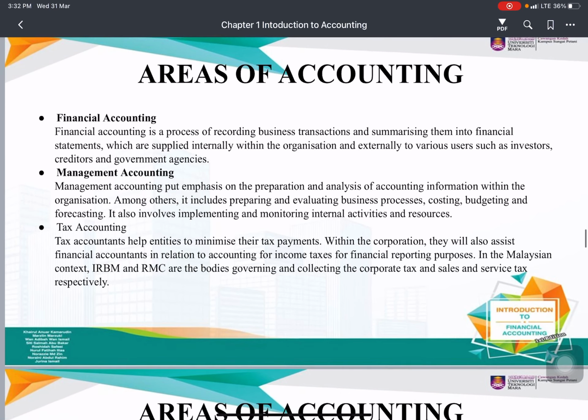All right, tax accounting also helps entities to minimize their tax payment. So this is for tax accounting. It means that we would like to, hide something of the information, but we try to get the maximum deduction given by the government to reduce our tax.